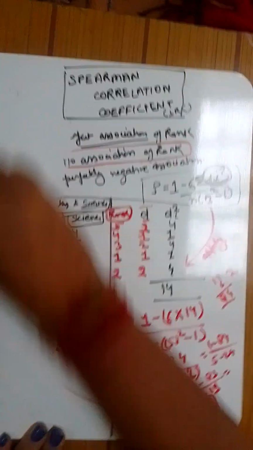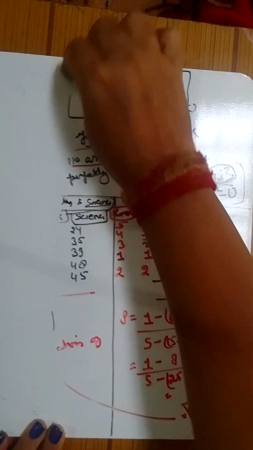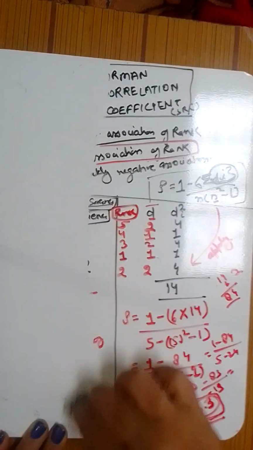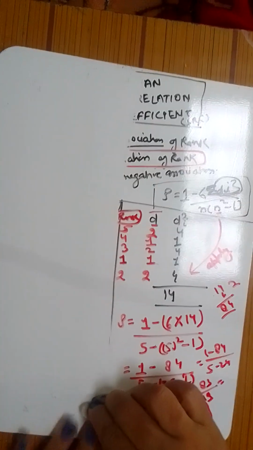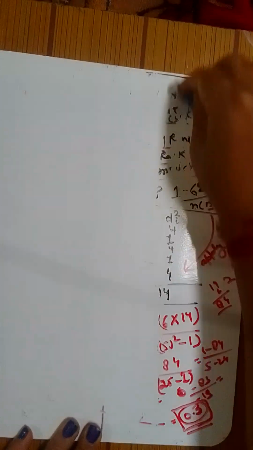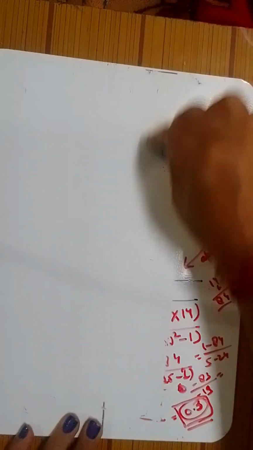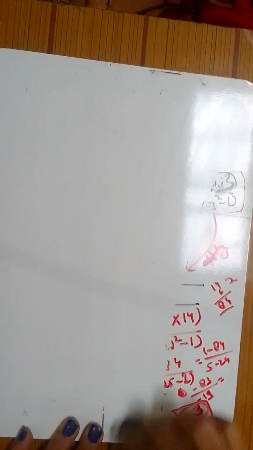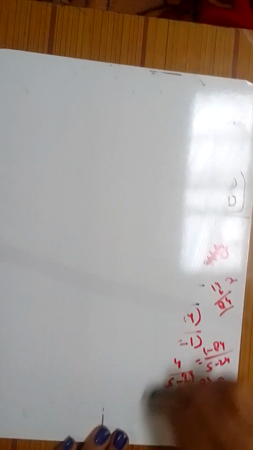In my next topic, after teaching you the Spearman correlation coefficient, I'll directly jump to the mathematical part of data science for English medium students. Fine. This is all for the Spearman correlation coefficient.